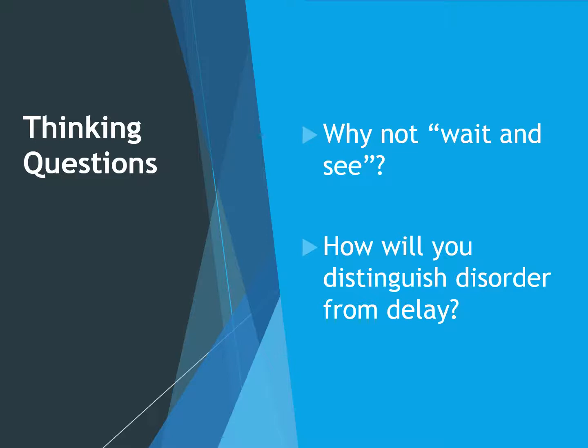So let's think about some questions here. Why not wait and see? And then how will we distinguish this as a disorder or as a delay? So let's pretend you just assessed a 2.5-year-old and found out he is behind in his expressive skills and there are no other big red flags. Should your recommendation be just wait and see?